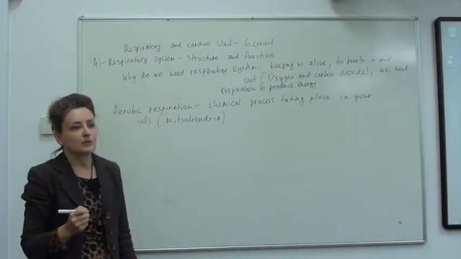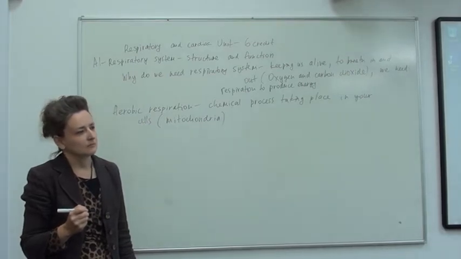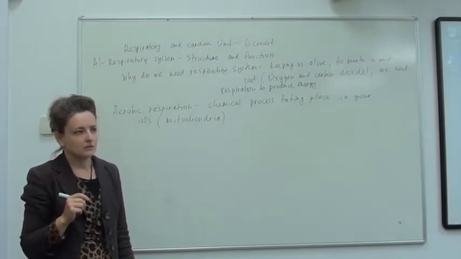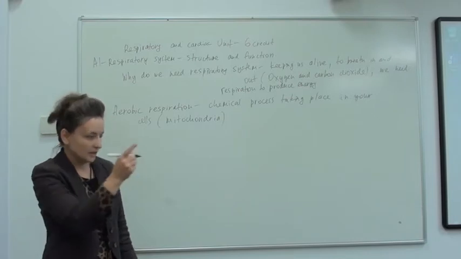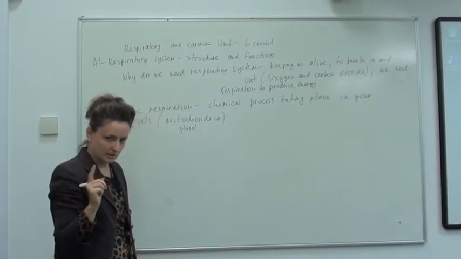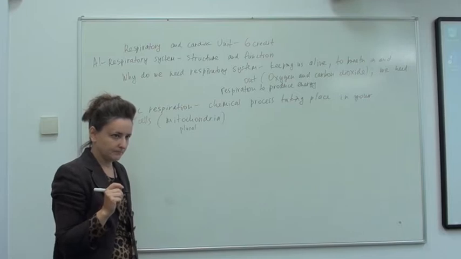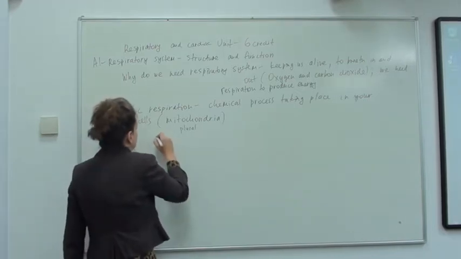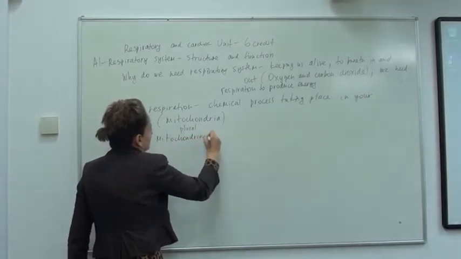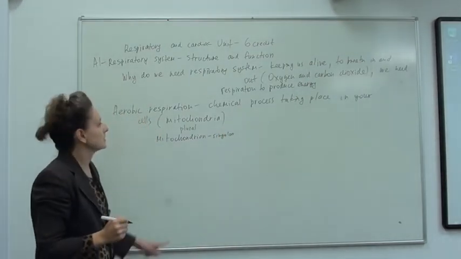Just a quick question as well. Mitochondria, is that plural or singular? Can anybody remember? Is that many or just one of them? Any idea? Many, absolutely. So this is plural. What about singular? If I wanted to talk about a single one, a single organelle, what's the word for that? Absolutely right, mitochondrion. So mitochondrion will be singular. Just one. So it takes place in your cells, and specifically mitochondria.